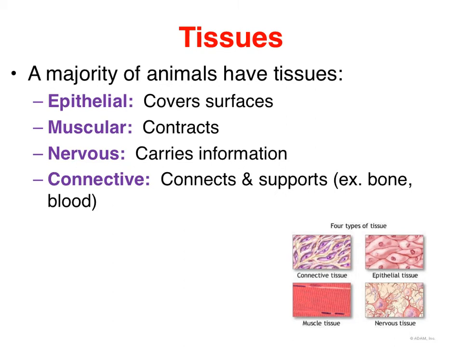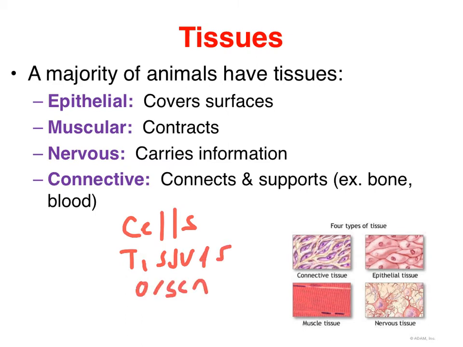Your higher order animals feature 4 distinct different types of tissues. Remember, in case you forgot from the very beginning of the year, organisms have their structure organized like this: cells. Groups of cells working together form tissues. Groups of tissues form organs. Groups of organs form organ systems. In the case of the animal kingdom, your higher order animals especially will exhibit these 4 different types of tissues.